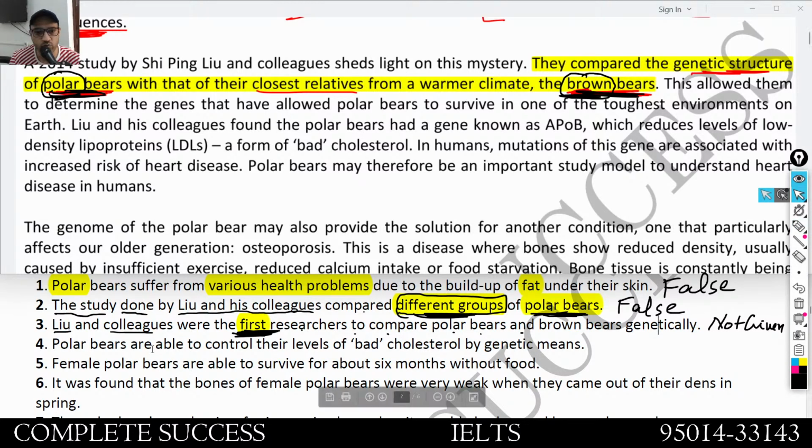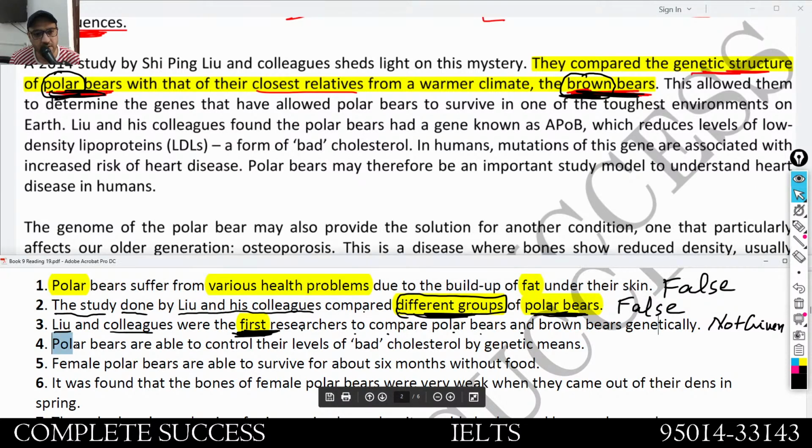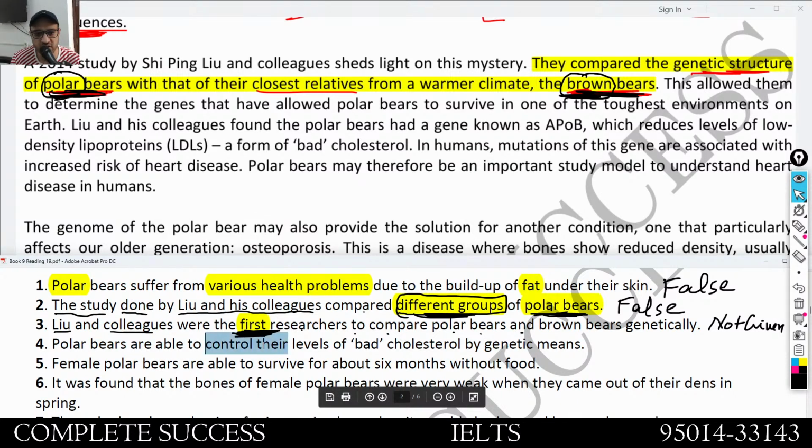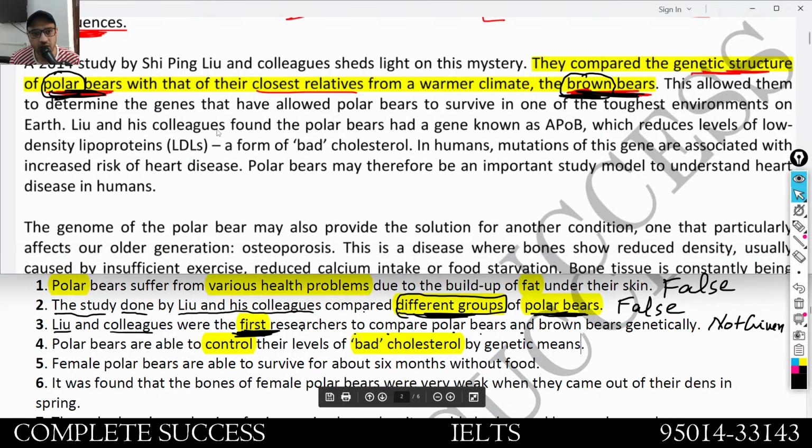Now we'll move on to the fourth question. Polar bears are able to control their level of bad cholesterol by genetic means. It means polar bears were able to control their levels of bad cholesterol by genetic means. So their genes were such that they were able to control their bad cholesterol. Now, you need to tell me whether this question is true, false, or not given. So let's read.